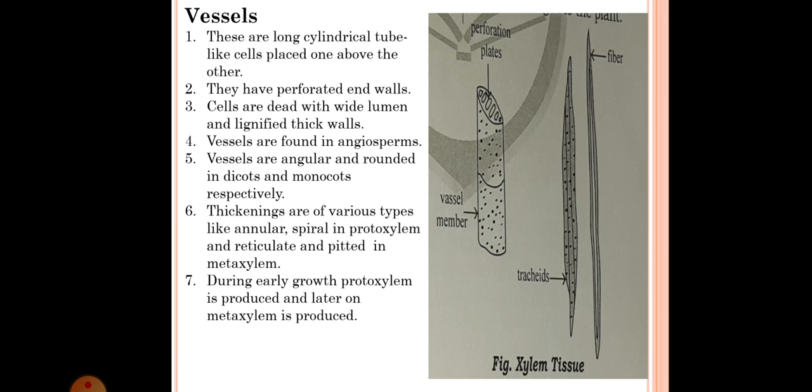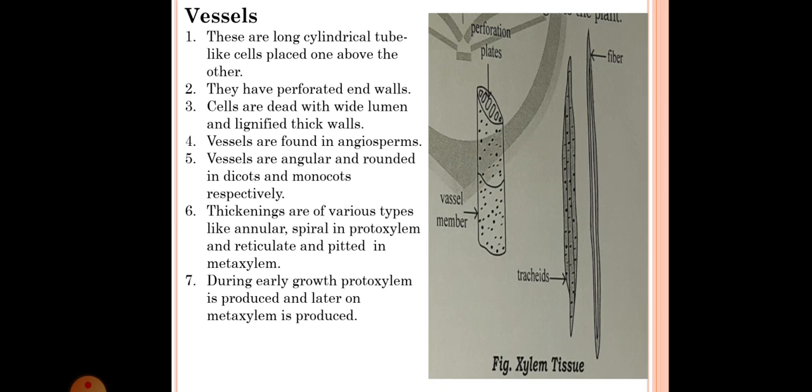Next component is vessels. These are long cylindrical tube-like cells placed one above the other. They have perforated end walls. Cells are dead with wide lumen and lignified thick walls. Vessels are found in angiosperms. Vessels are angular and rounded in dicot and monocot respectively.